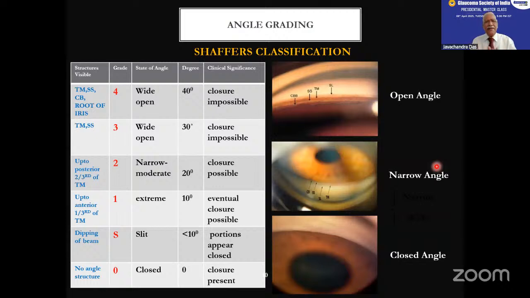So far, we have been grading the angles, and the most commonly followed is the Shaffer classification, in which, according to whatever structures you see, you grade it as 4, 3, 2, 1, and 0. According to the Shaffer classification, open angle means you see all the structures, and in a narrow angle you can see only a part of it, maybe one third of the trabecular meshwork, and of course closed means no angle structures are visible. But this classification is not sufficient.